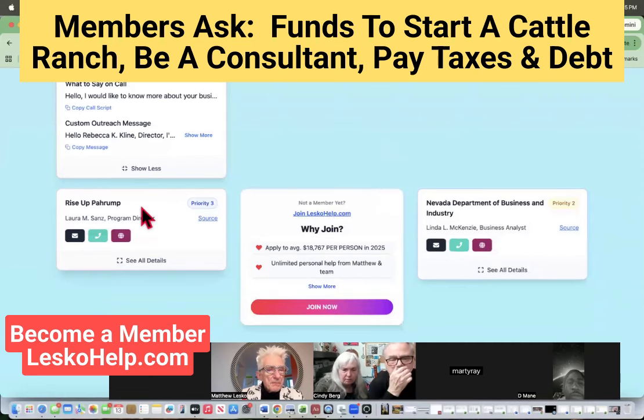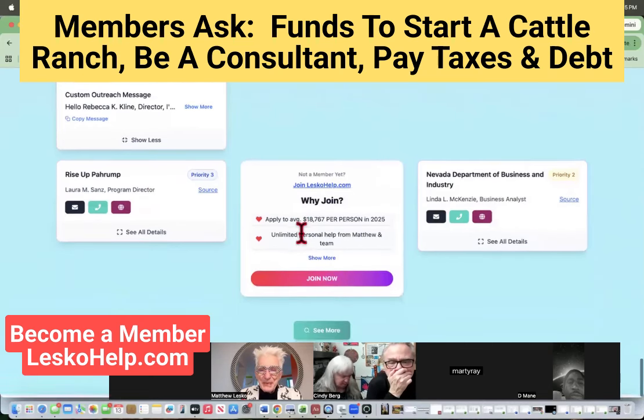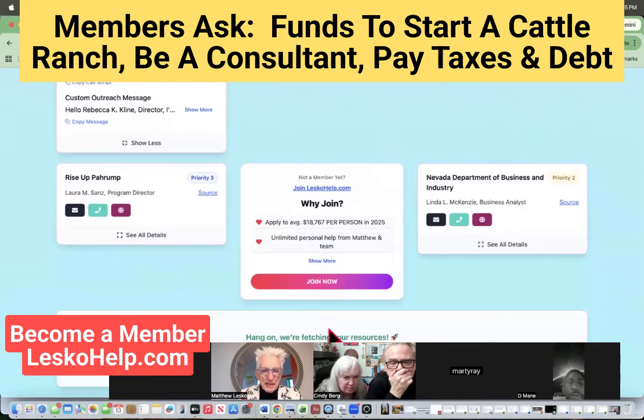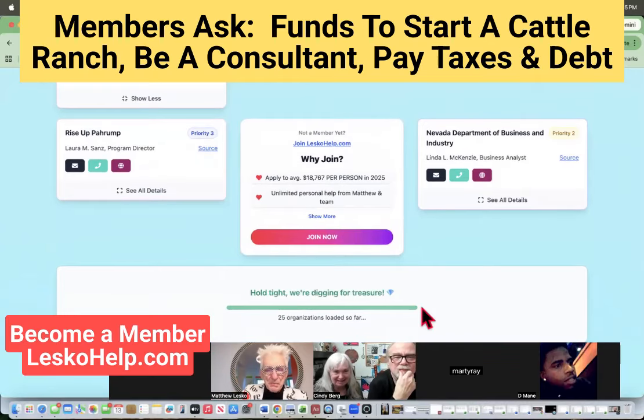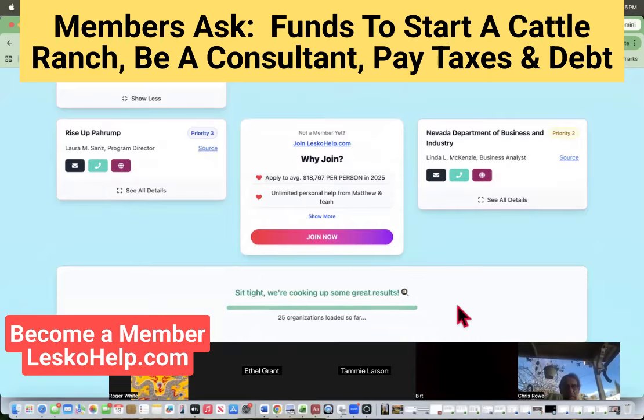Reno, raise up. I don't even know what that word is. Raise up Pahrump. Yeah, Pahrump. What does that mean? It's the name of a town. Oh, it is. I thought it was Far Rump, like your rump behind you. There's a rump, yes. Far rump. That's a big rump.